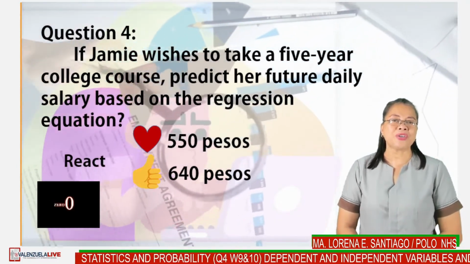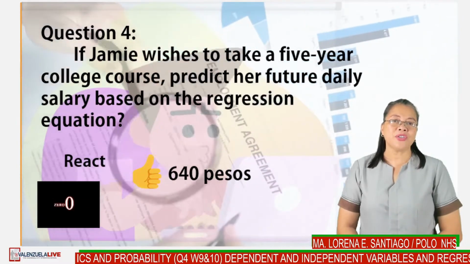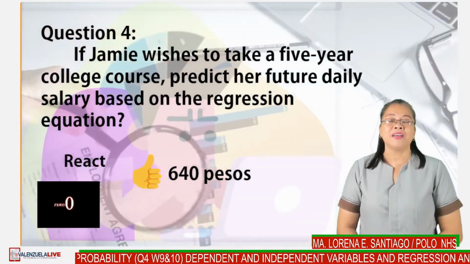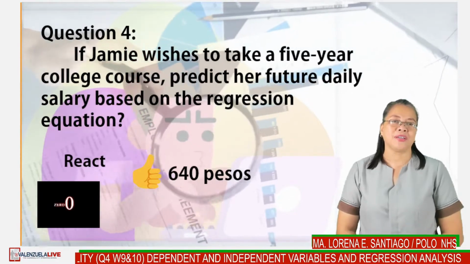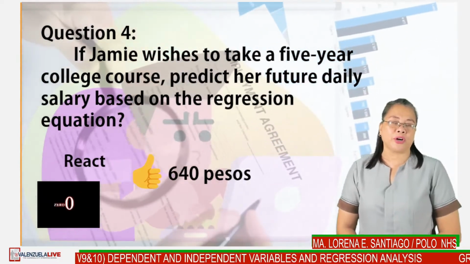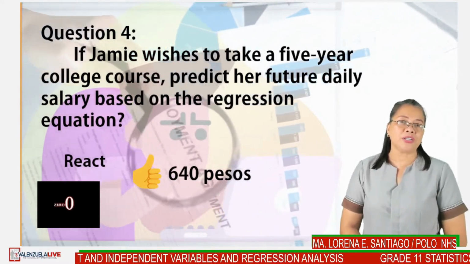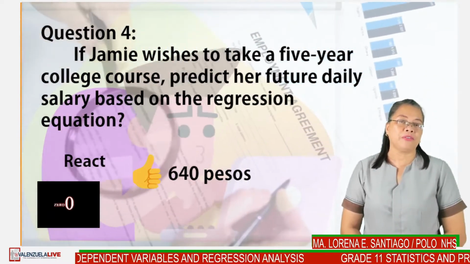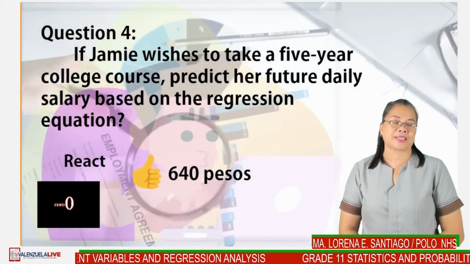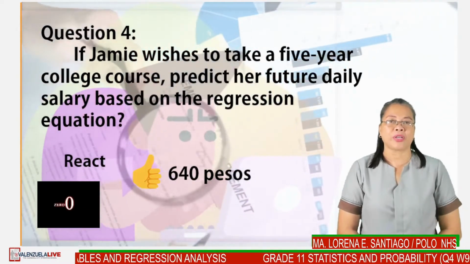Okay, so what's your answer? Did you answer a thumbs up? Then you are correct. Remember, in the regression formula, we will multiply the 5-year college course to the formula given, 100 plus 30x. Let's have the last question, number 5.